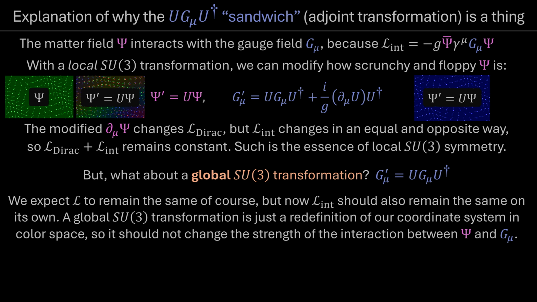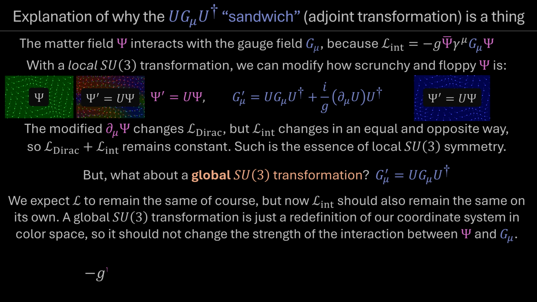But instead, however strongly the matter field and the gauge field are interacting, that should remain precisely constant. Just because we're reorienting our definition of color space, that alone shouldn't be able to affect the interaction term in our Lagrangian. And that insight is all you need to completely understand where the U dagger sandwich comes from.